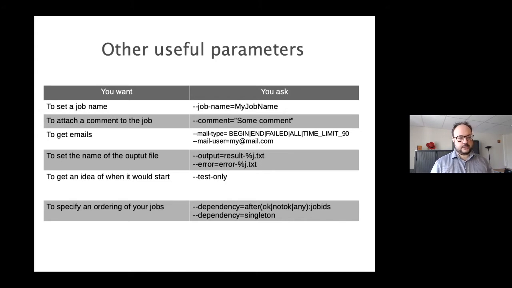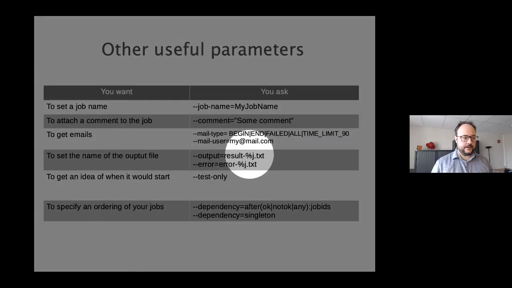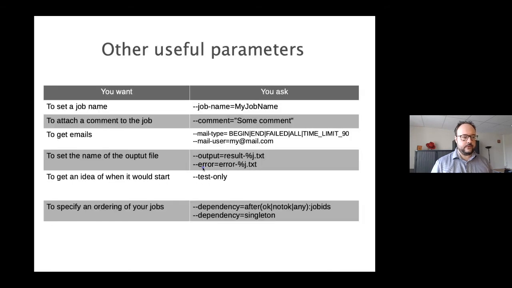The name of the file is chosen with the --output parameter. And you see that this --output parameter accepts placeholders, for instance, %j is the job ID. The same holds for the error. So you have learned about the standard output and standard error in the Linux session. Here you can redirect the standard output to a file and the standard error to another file. If you do not specify this parameter, both will be merged into the standard output.